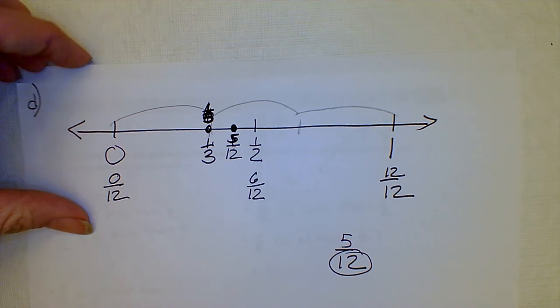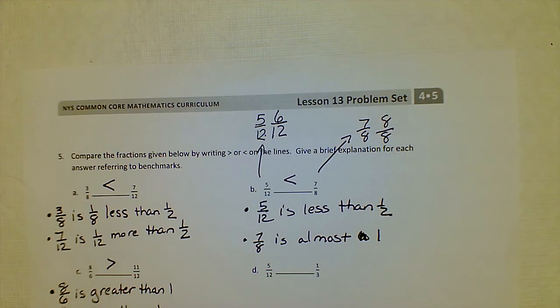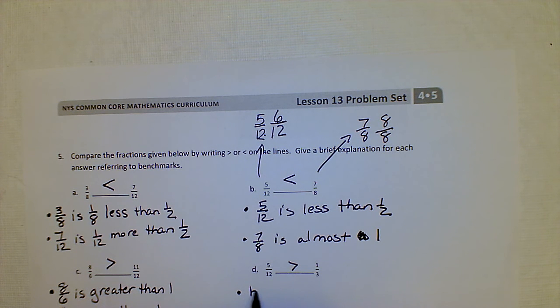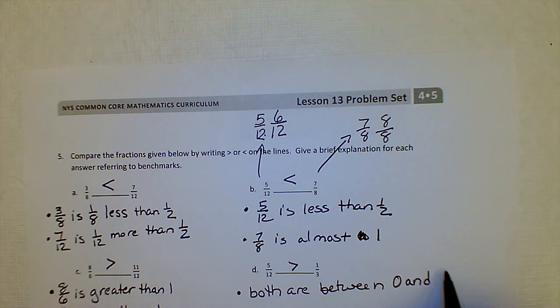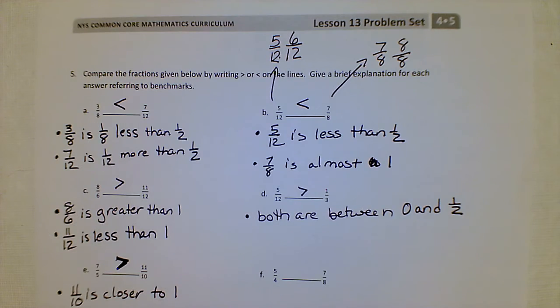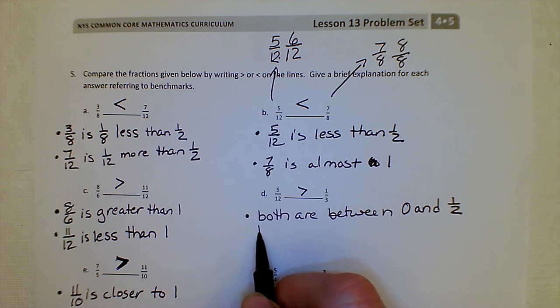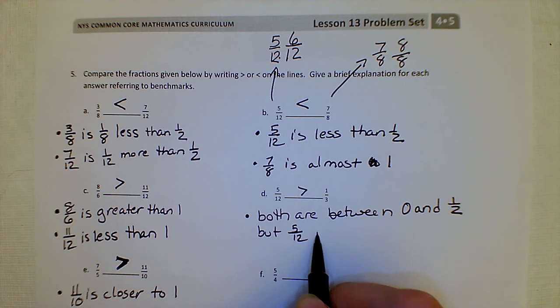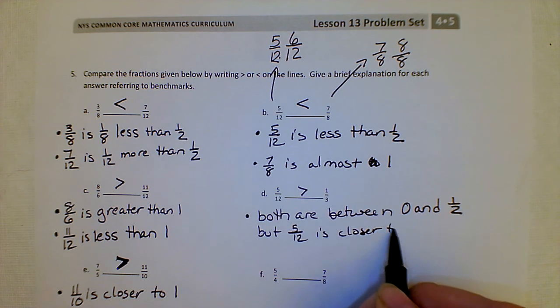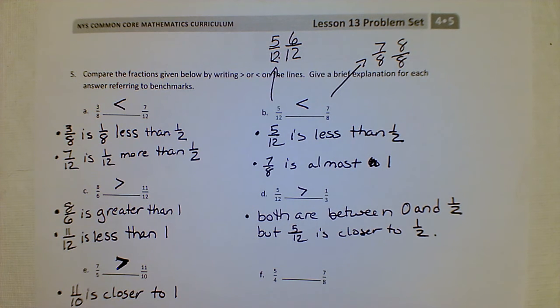So if I wanted to explain that, let's go back to this page. He's bigger than this one. And what I could say is, and this is going to be a longer explanation than you need to do, but I want it to be clear. Both are between 0 and 1/2, because remember we use our benchmark. We don't say the new fraction, the equivalent fraction, we always use the benchmark. Both are between 0 and 1/2, but 5/12 is closer to 1/2, which means it's bigger.